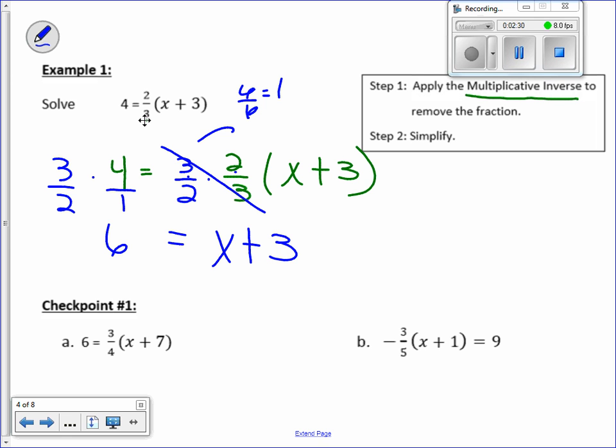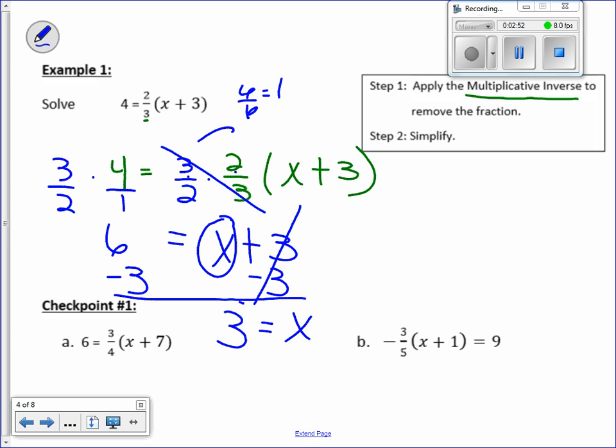To solve for our variable, we need to isolate it. So instead of adding 3, I'm going to take the inverse and subtract 3. What I do to one side, I have to do to the other. So because of the additive inverse, I know that the 3's cancel out, and x is going to be equal to 6 minus 3, which is 3. The answer to example 1 is x is equal to 3.